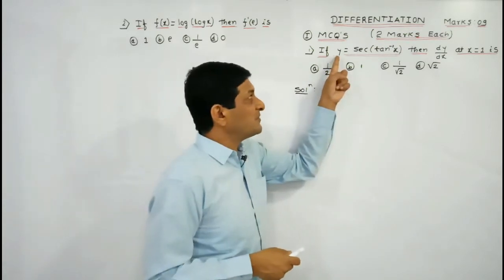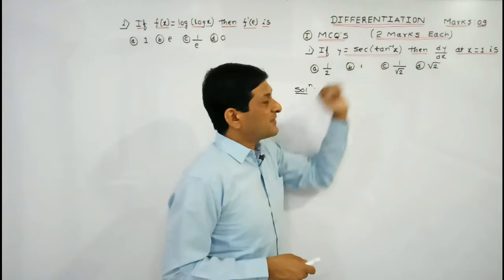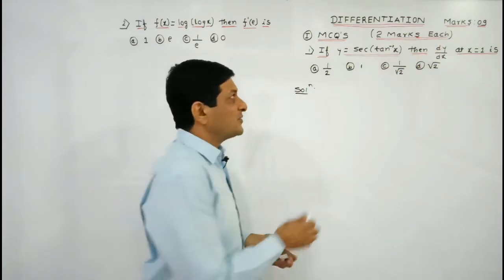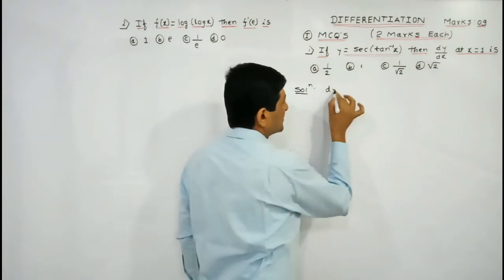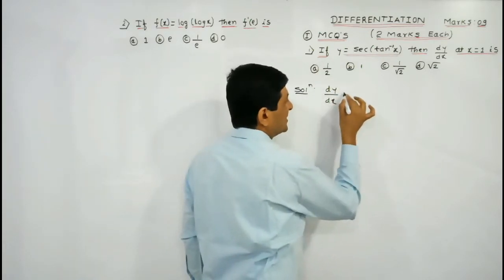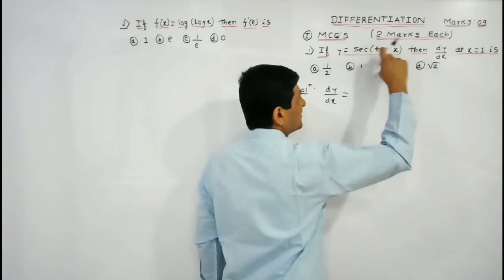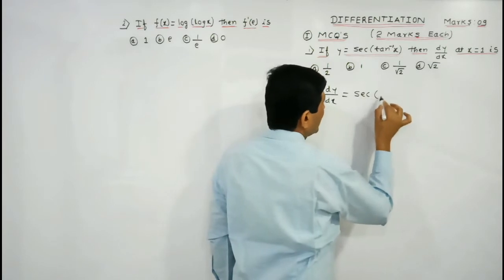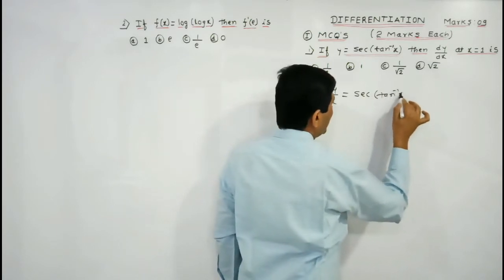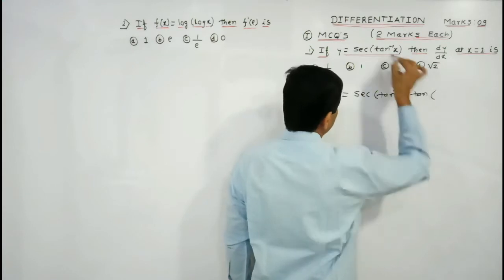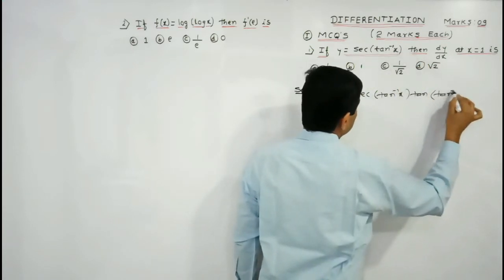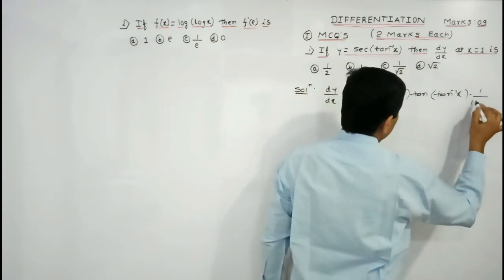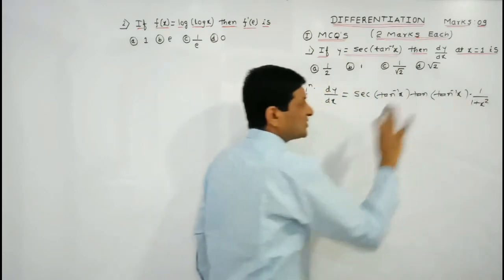See the first example. In this case, what is the given function? y is equal to sec of tan inverse of x. Using this, we have to find dy by dx at x is equal to 1. So now we are differentiating this function with respect to x, meaning we are finding its derivative. It is in the form of sec f of x. What is the derivative of sec f of x? The derivative of sec f of x is sec f of x into tan f of x into the derivative of f of x. f of x is tan inverse of x, and its derivative is 1 upon 1 plus x square. So differentiation is completed.